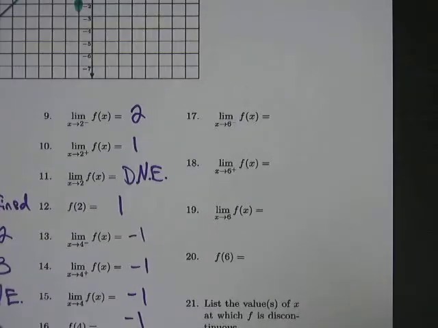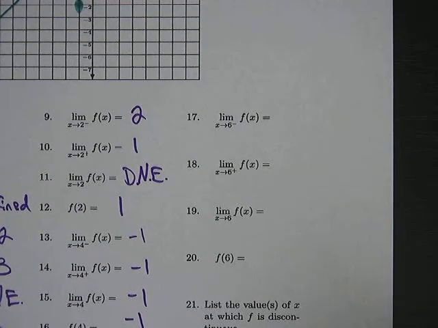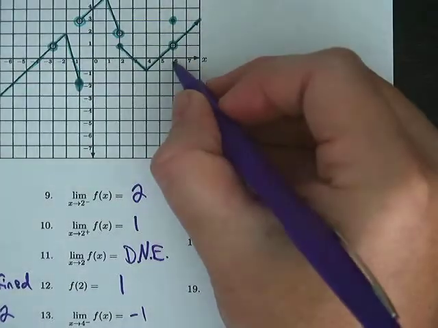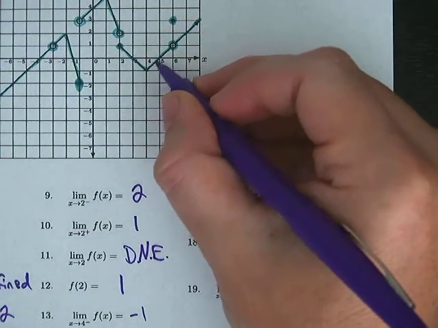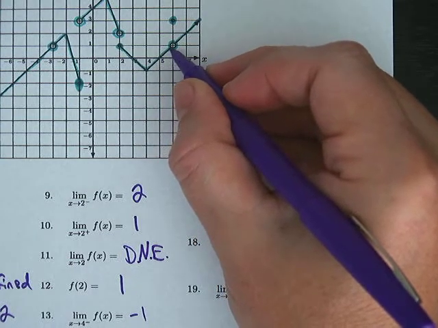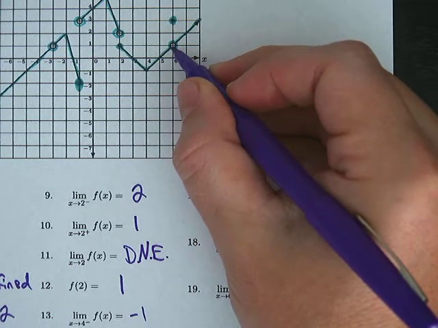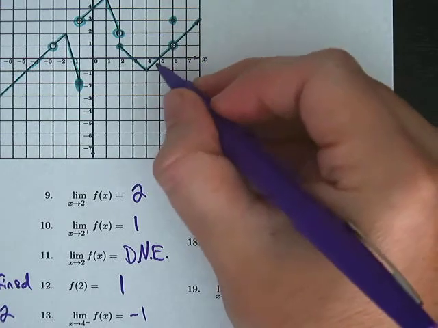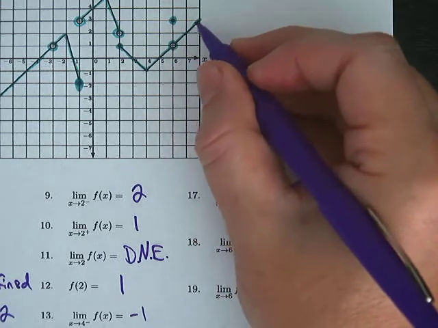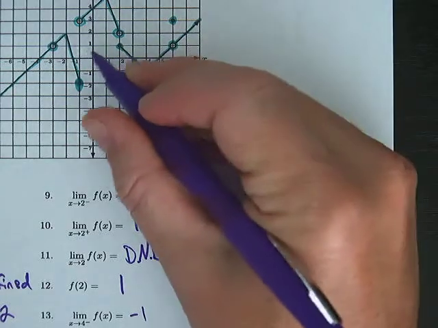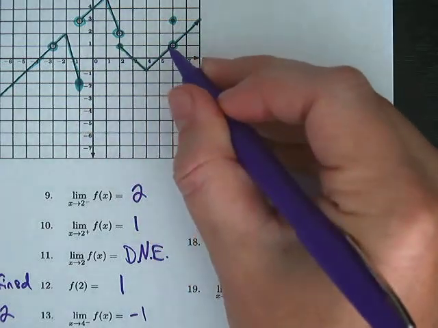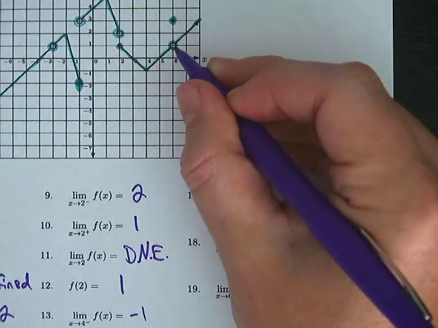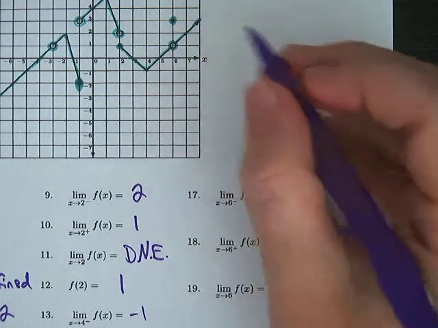All right, last one. We're approaching 6 from the left, from the right, and what's the overall limit? Okay, here's 6. As we approach from the left, it's approaching 1. Doesn't get there because there's a hole, and the actual point's way up here. But it's approaching 1. And from the right, it's approaching 1. We're talking about the y-axis. Okay, they're approaching 1 on the y-axis. From the left, that's 1. From the right, that's 1. So our limit is also 1 because they're the same.